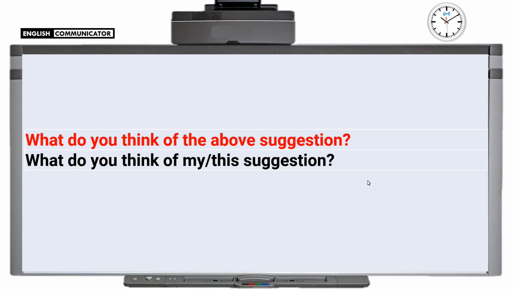What do you think of the above suggestion? What do you think of this suggestion, or what do you think of my suggestion? So that's a wrong above suggestion. You have to use what do you think of my suggestion, or what do you think of this suggestion? This suggestion or my suggestion is the right sentence.